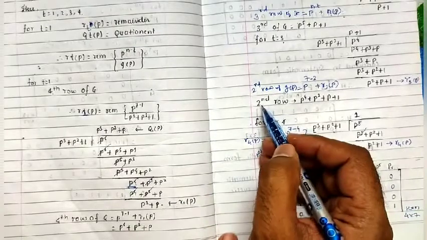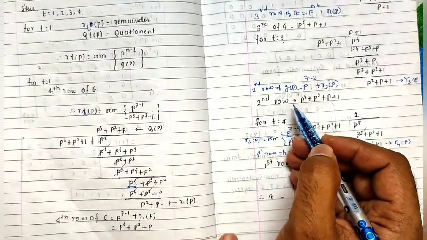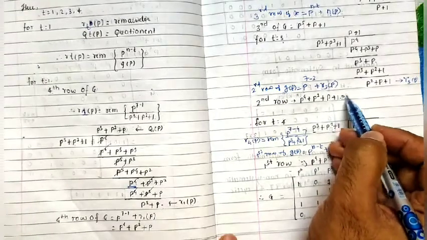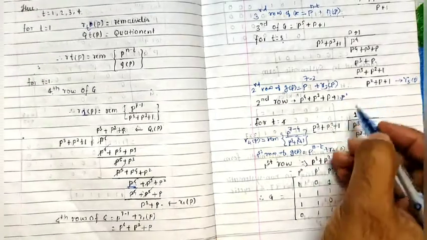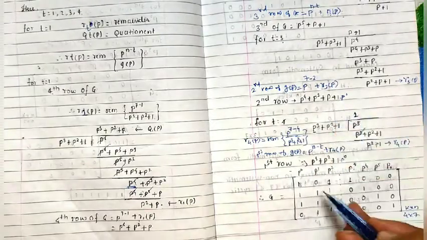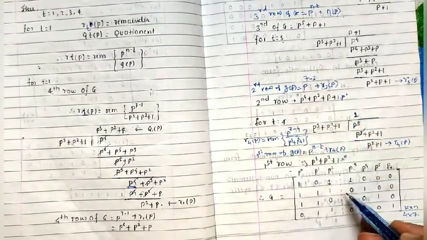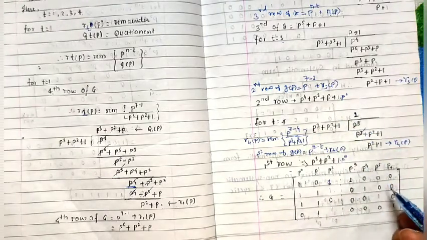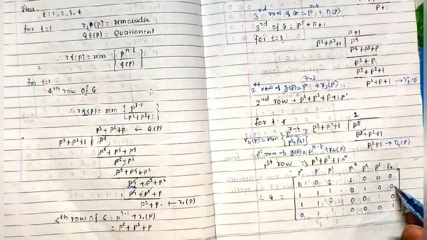So that is this equation, second row. So p4, p square, p and 1. 1 means p raised to the power 0. So let us write their coefficients. P0 coefficient is 1, p coefficient is 1, p square coefficient is 1, and p4 coefficient is 1. Rest of the coefficients are 0.